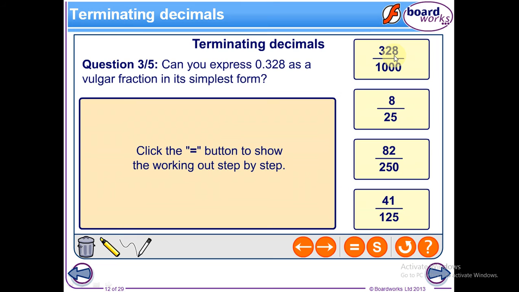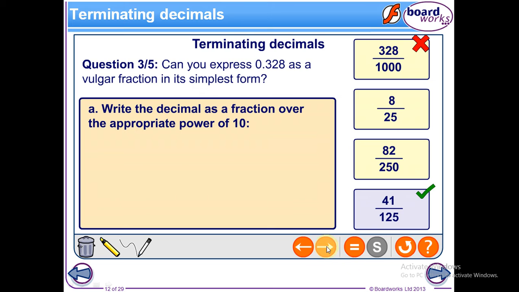I should have clicked this one, but since I need to reduce it to lowest terms, I'm sorry about that, I just made a mistake. So you are going to have 328 divided by 1000. Your calculator will help you reduce to lowest terms, and that is 41 out of 125. So this is the correct answer here. Let's go to the next question.